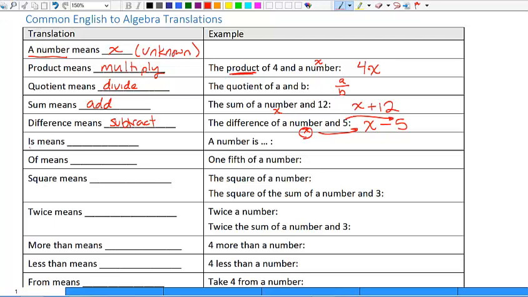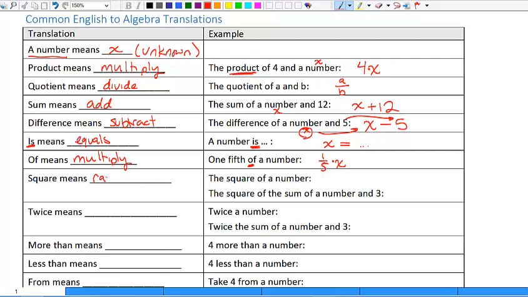If you ever see the word is in a word problem, that means equals. So if it says a number is, well then your equation would be x equals, and then whatever else is there. I didn't really finish that one. Of. Of means to multiply most of the time. So in this case, 1/5 of a number. 1/5 of means multiply a number x. So a fifth of a number is 1/5 times x.